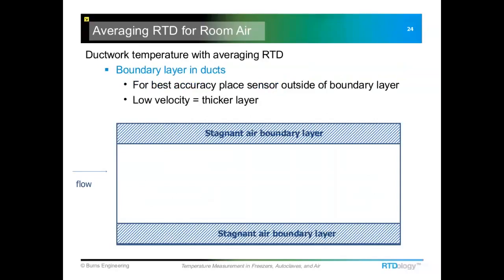And when installing these, and even a single point sensor inside of ductwork, you need to take into consideration the boundary layer. If you have a real low velocity, you're going to have a thicker boundary layer than if you have a higher velocity. If the ductwork is insulated, that tends to minimize that boundary layer. But you want to get the sensor past that stagnant air boundary so that you get into the good, clean flow that's representative of what the temperature is inside the ductwork.